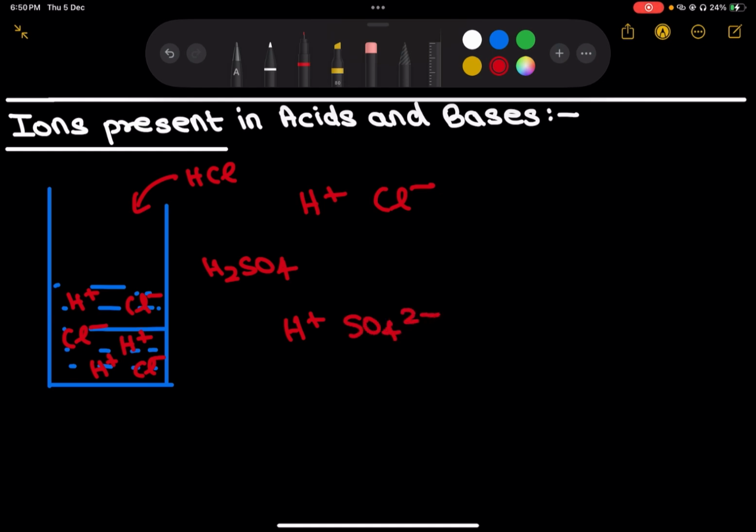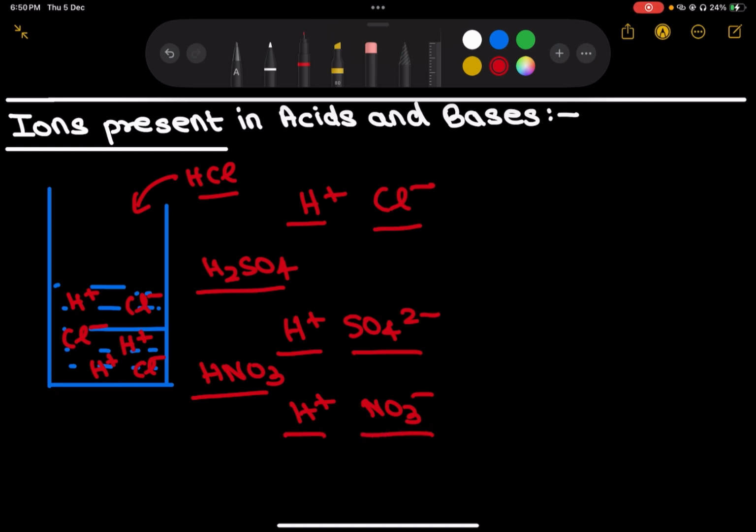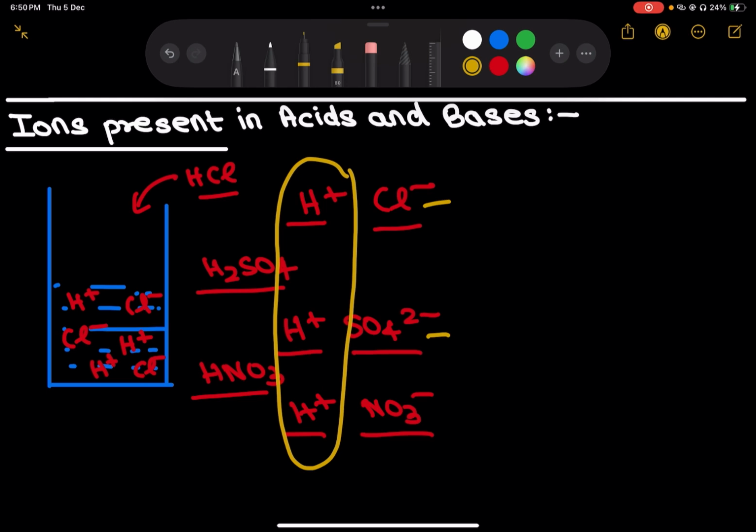Okay, so are you seeing the pattern? If you put HNO3, nitric acid, you get H plus NO3 minus. Okay, so if you see a pattern here, all of these acids are dividing into a cation and an anion, cation, anion, cation, anion, right? And if you notice, all the cations are the same. Anions are changing, Cl minus, SO4 2 minus, NO3 minus, etc. But all the cations are the same.